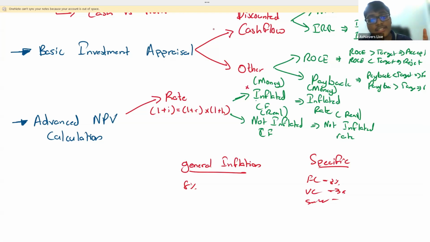Remember, always follow the money method. Always follow the money method. Because if you try to use the real method, the working is different, and therefore you will get confused. Can you use the real method? You can. But should you use it or not? Always follow the money method.